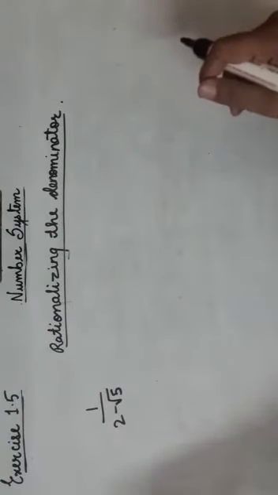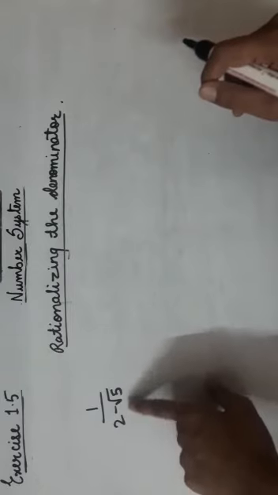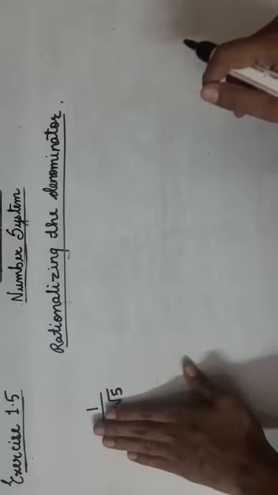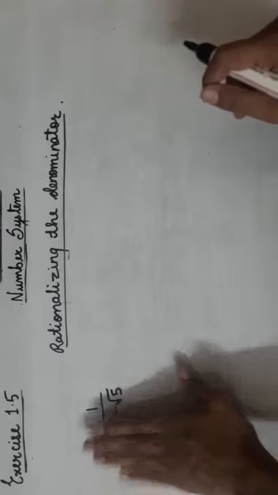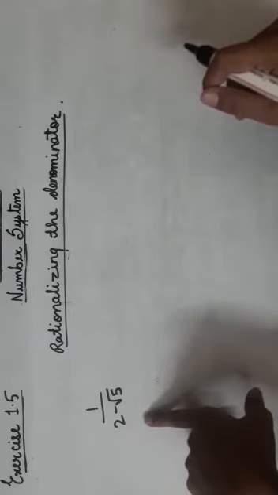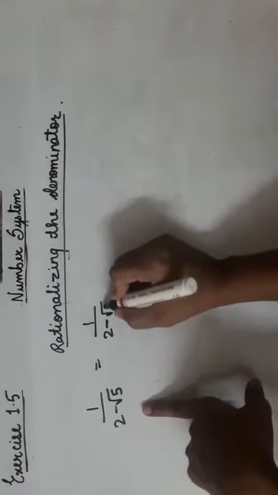Okay, so your number is 1 upon 2 minus root 5, and again the question is same, rationalize the denominator. Denominator 2 minus root 5 is an irrational number, we have to make it a rational number. Previously what we were doing, suppose 1 upon root 5 is there, so we were multiplying and dividing with root 5, right? But now your number is 2 minus root 5, so at this place you have to multiply and divide this number 1 upon 2 minus root 5.